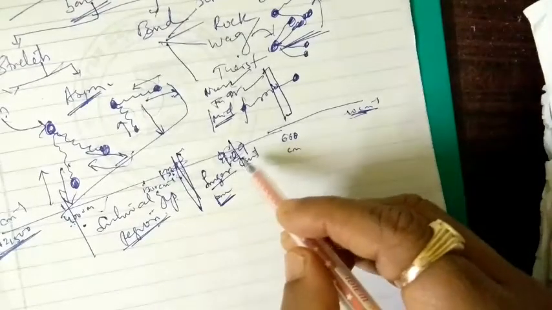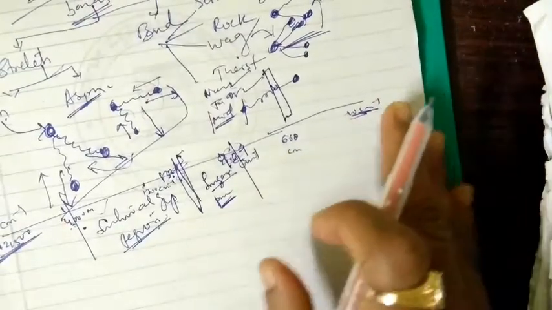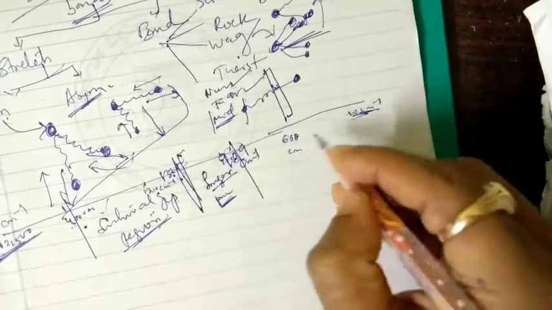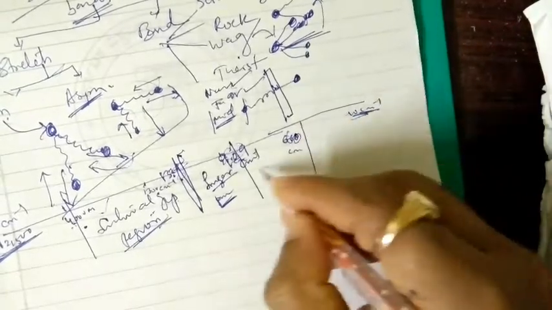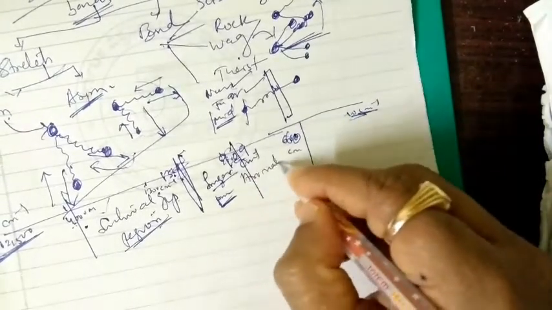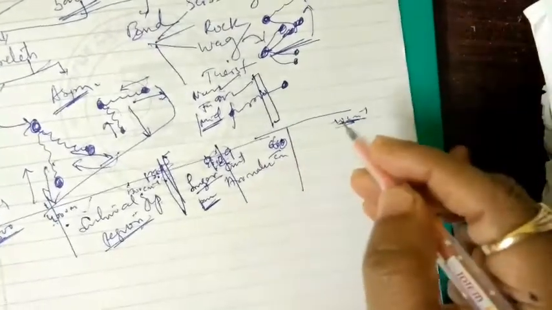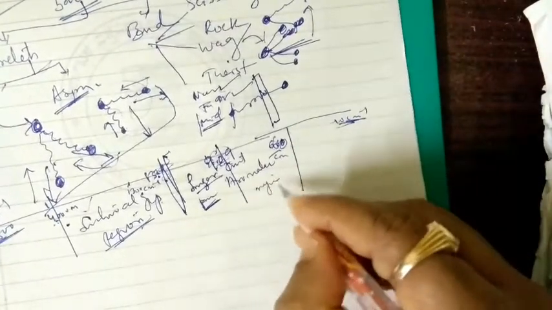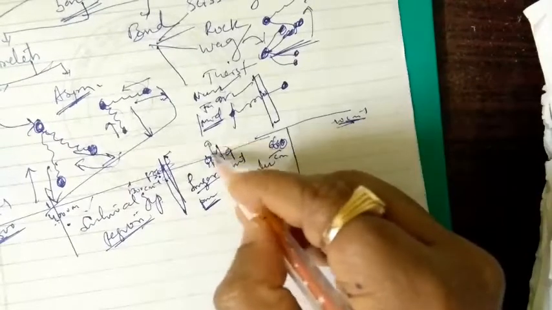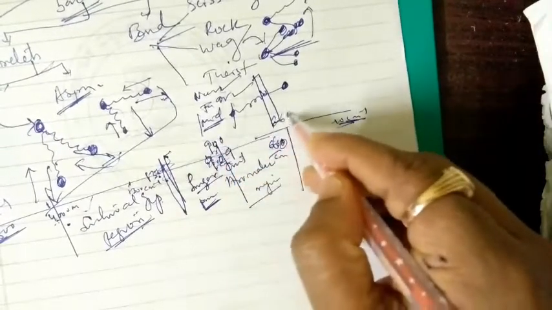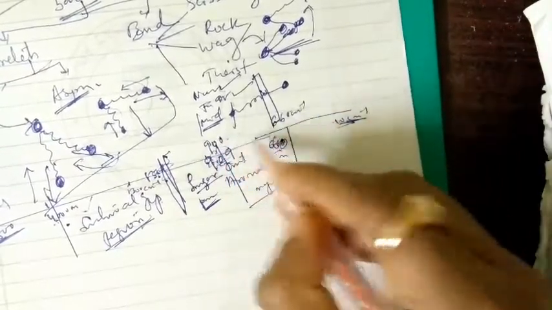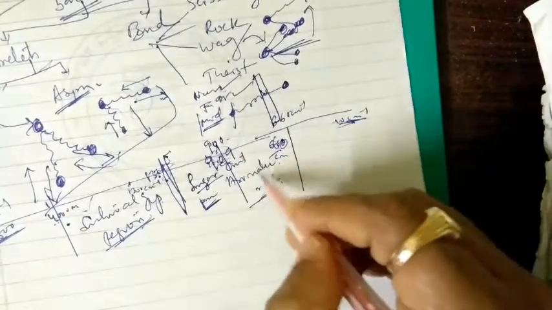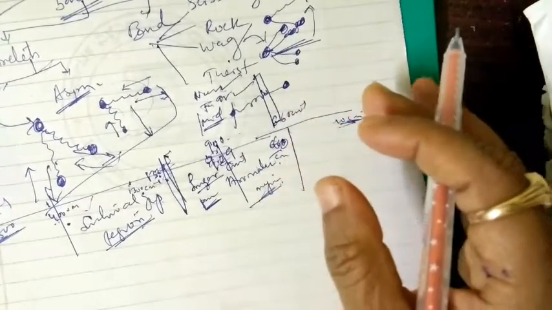And from 900 to 660 per centimeter, this stands for the aromatic region. So this region stands for the aromatic regions, very complicated aromatic regions.